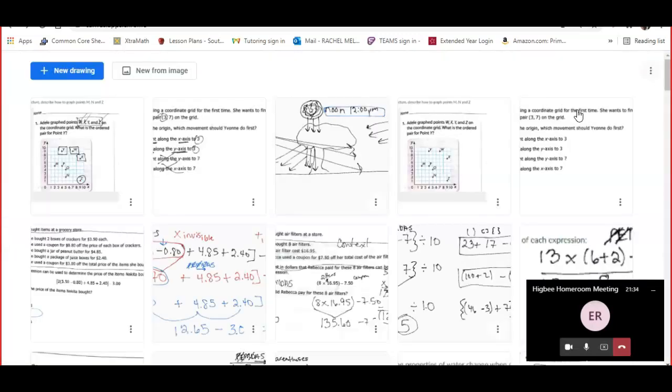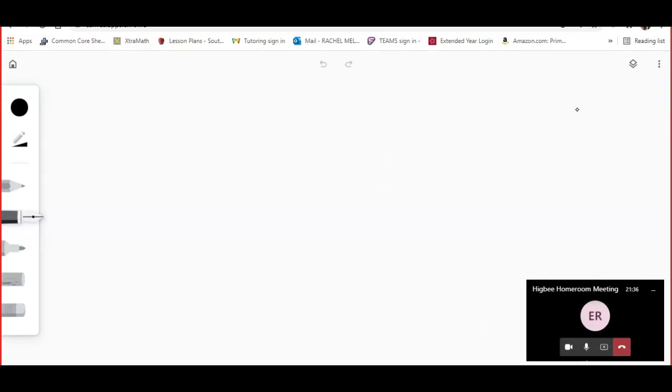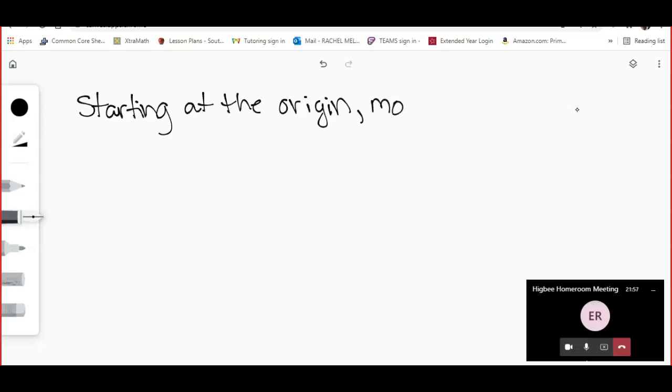Let's have you write this out. Okay, so what do we say first? Starting at the origin. So that's for every single ordered pair, right? So starting at the origin. And then I'm going to put move blank, because that's either going to be move right, or move up.